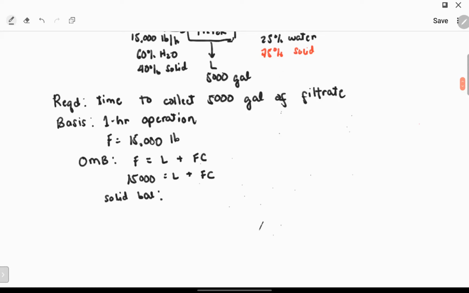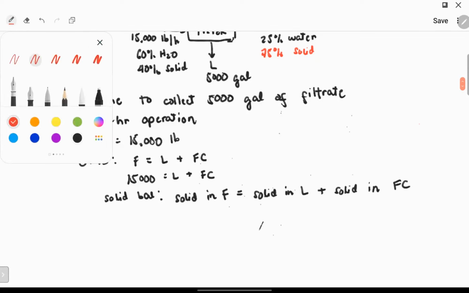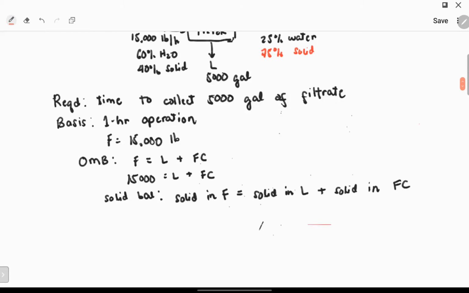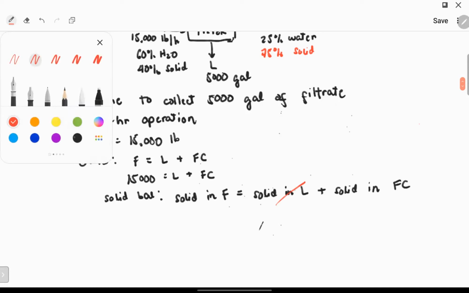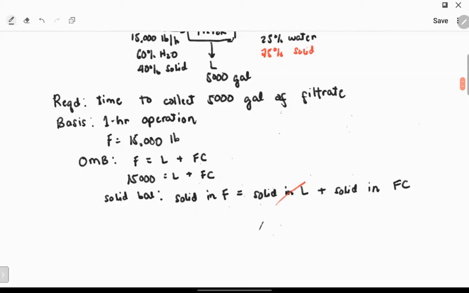Solid balance. Okay, so basically it's what? Solid in the feed equals solid in the filtrate plus solid in the filter cake. All right, but of course there should be no solid in the filtrate. So we have assumed here 100% efficiency kung saan wala nang talagang solid na matitira dun sa filtrate. So in that case, ang matitira sa ating equation ay solid in F equals solid in the filter cake.